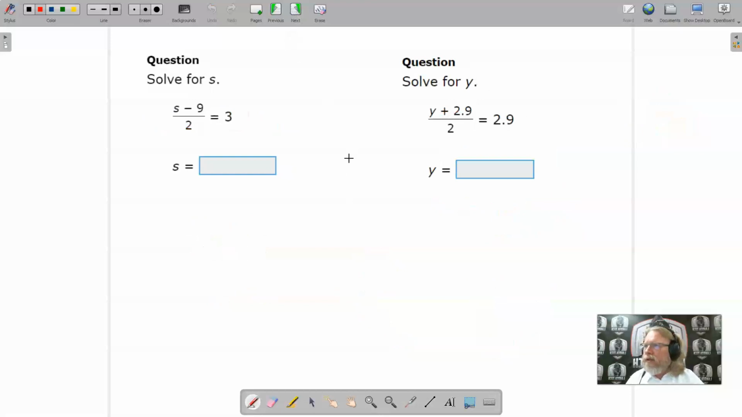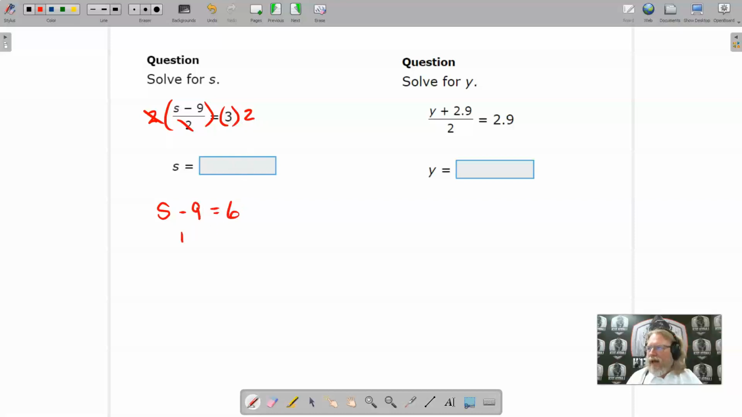Our next two problems that we have here are both fractions. So let's remember, the best way to get rid of a fraction is to multiply by the denominator. So we're going to multiply both sides by 2, and the 2's over here on the left will cancel each other, leaving us with s minus 9, and 3 times 2 equals 6.